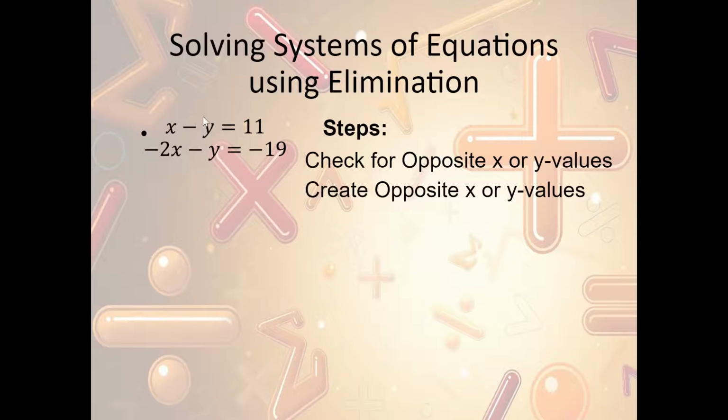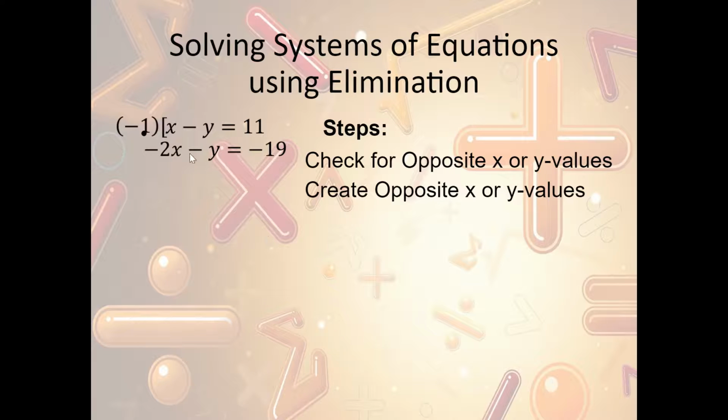So in this case, the easiest looks like it might be the y's, because we could just multiply one of these by a negative 1, and that gives us a positive y and a negative y. But we could also do the x's. We could multiply this whole thing by 2. That gives us a positive 2x and a negative 2x. But we're going to go ahead and do the top one by negative 1. If we multiply the top one by negative 1, we get positive y and negative y.